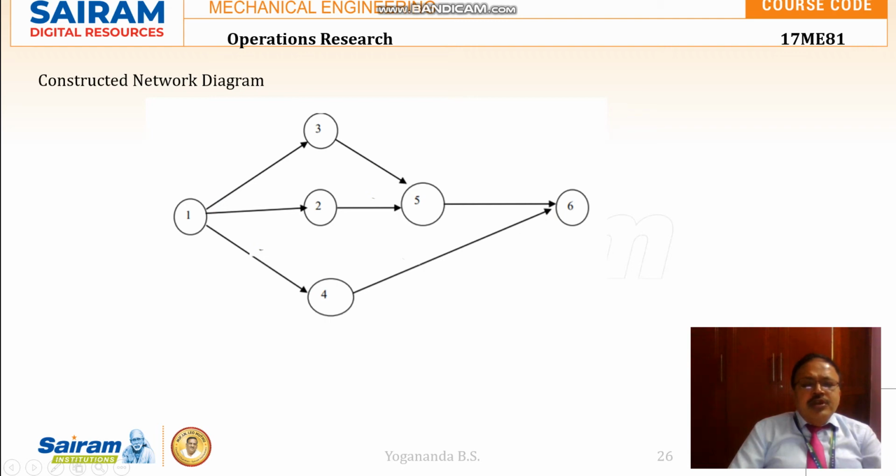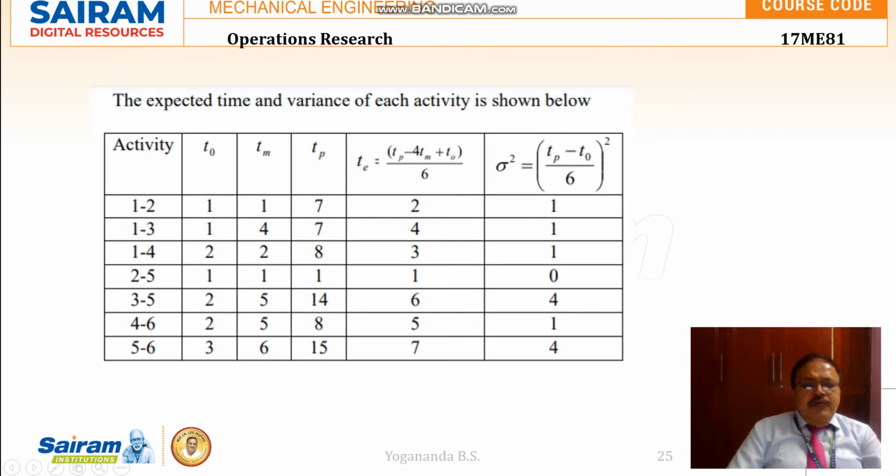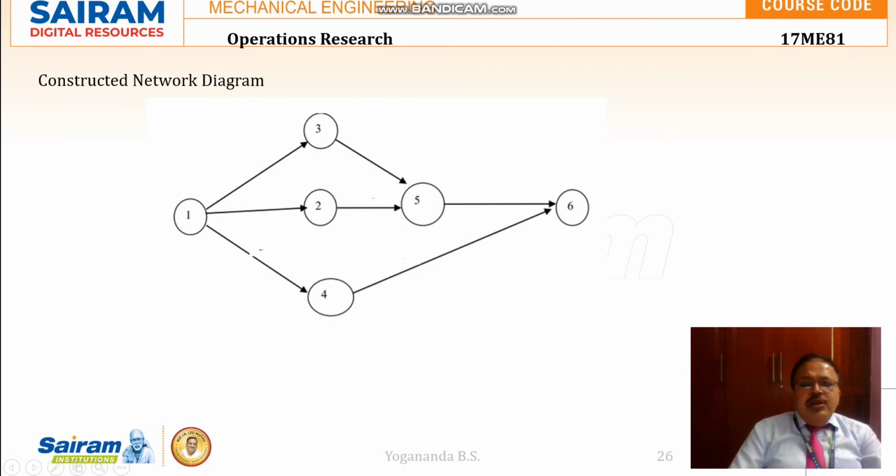From 2 we are joining to 5 and from 3 also we are joining to 5. So then 4 to 6, 5 to 6. So 4 will be joined to 6 and 5 will also be joined to 6. So 6 is the last event and 1 is the beginning event. In between we have the events 2, 3, 4 and 5.